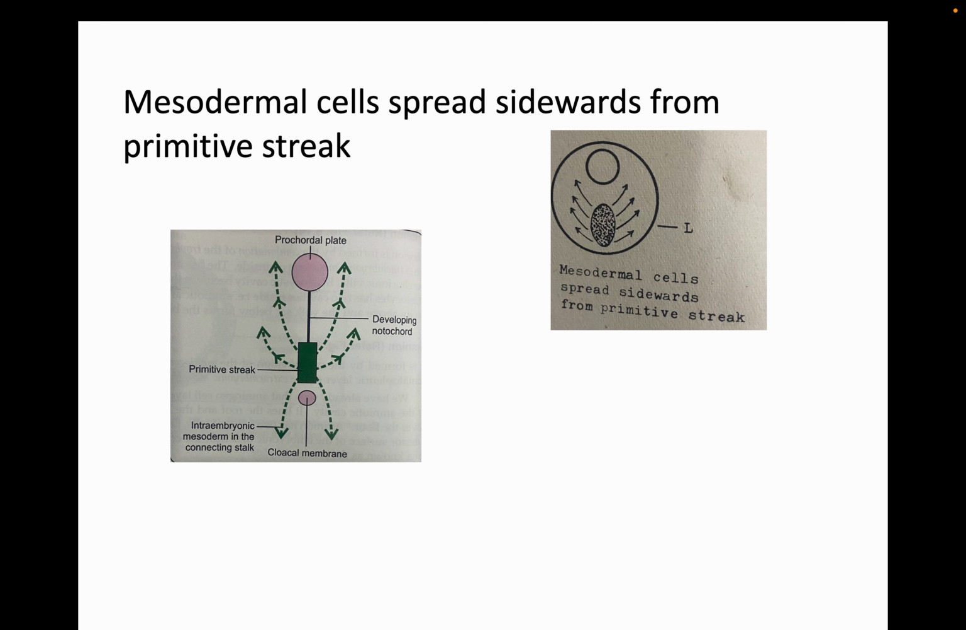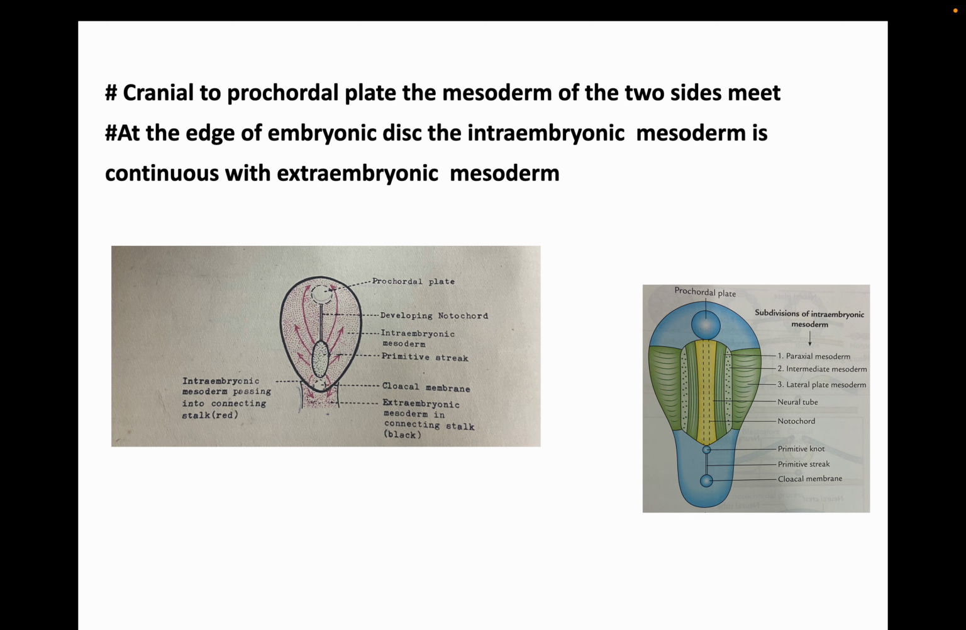Then mesodermal cells spread sideways from the primitive streak. Now they start spreading from the sides. They are just invaginating in the space between ecto and endoderm. So this is the next phenomenon. What is happening next to it? Cranial to the procaudal plate, you can see here, this is the procaudal plate, the mesoderm of the two sides just meet with each other. Now at the edge of the embryonic disc, the intraembryonic mesoderm is continuous with the extraembryonic mesoderm. So this is the edge here. This intraembryonic mesoderm is continuing with the extraembryonic mesoderm.